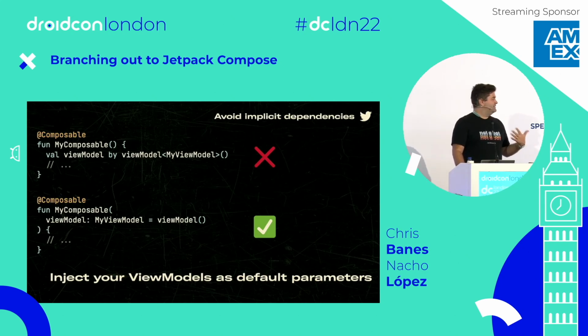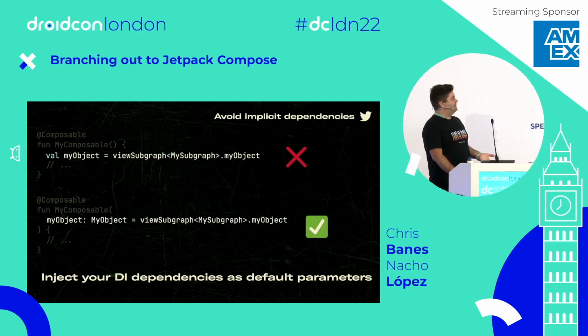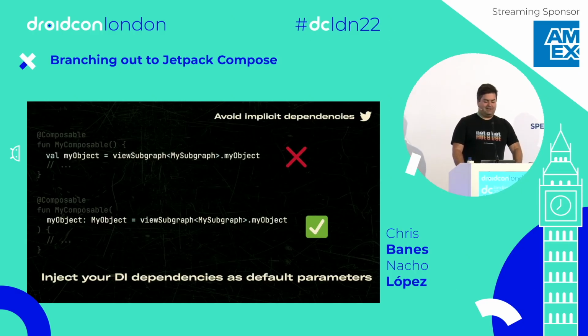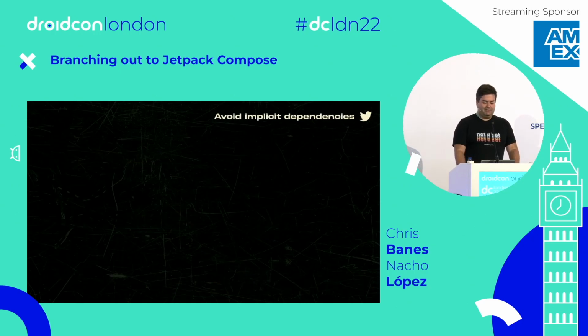We prompt people to inject the view models as default parameters. But then we observe the same thing with the composables that are hitting DI and acquiring objects from DI. So we added a rule for that internally. But then you can extrapolate that implicit dependencies should be made explicit in the signature, right? It's the same as how you would use dependency injection in a class. It's the same thing you do in a composable.